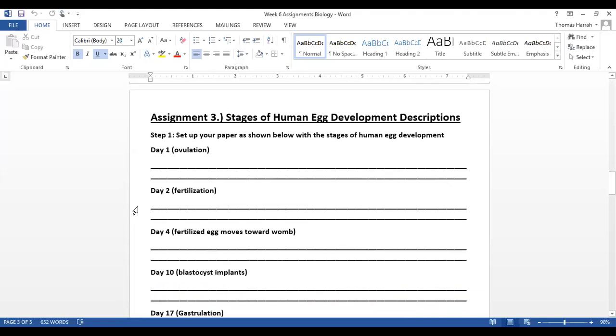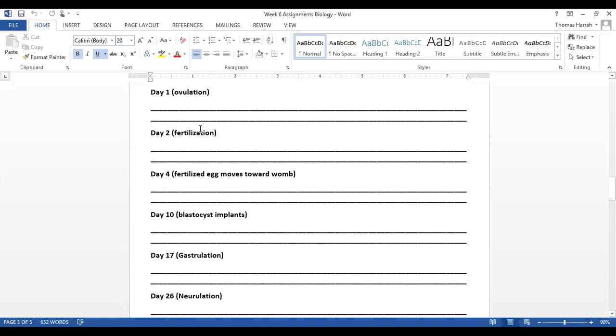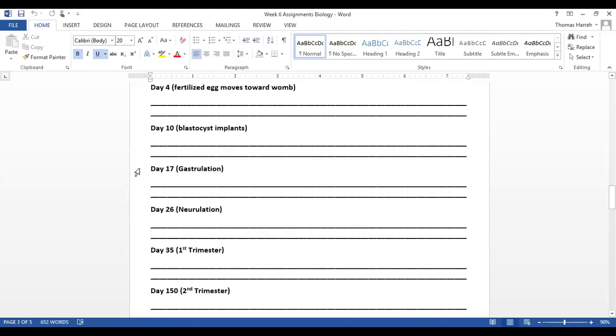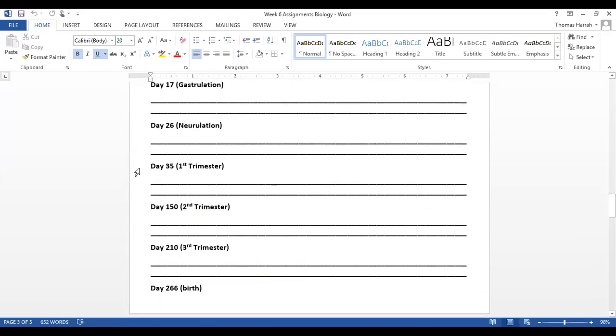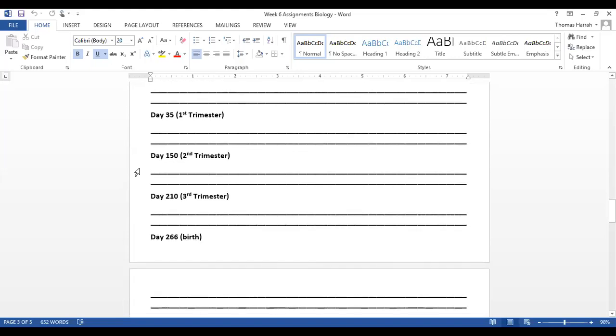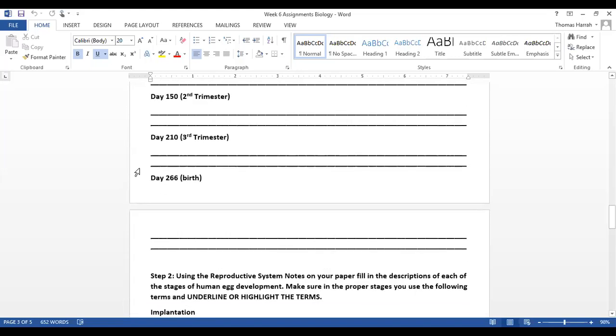So on your paper, or you can type it out in an EDSB message, you're going to write or type out Day 1, ovulation. Then give yourself a couple of lines to write in the information about that stage. Then Day 2, fertilization. Give yourself a couple of lines to write about that stage. So fill all of these in: Day 4, Day 10, 17, 26, 35, 150, 210, all the way to 266, which is the birth. So fill that out on your paper.